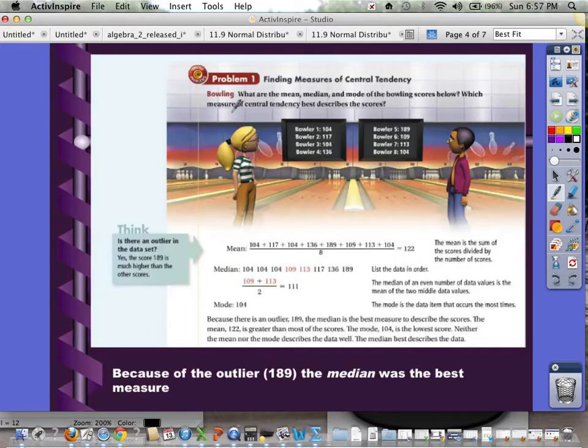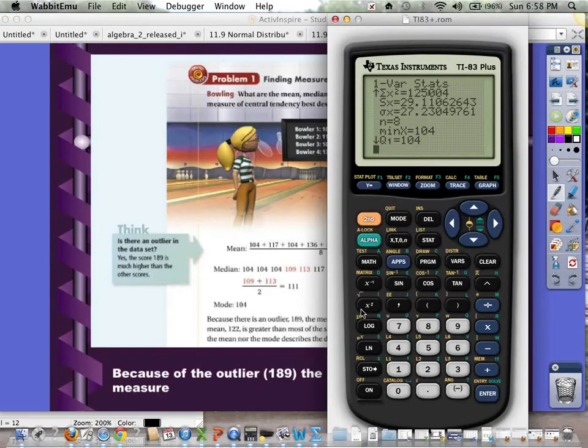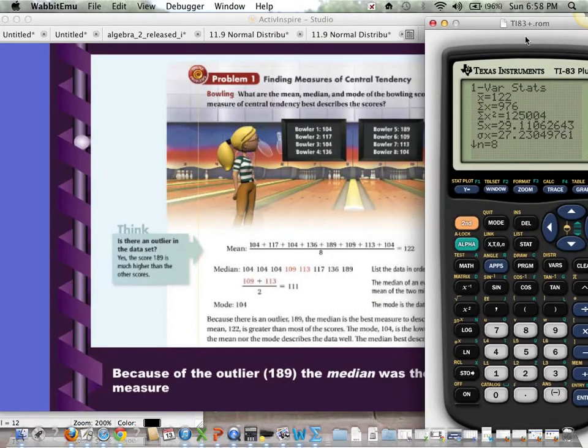All right, so problem number 1 says, what are the mean, median, mode of the bowling scores below? Which measure of central tendency best describes the scores? Well, that happened to be what I had in my calculator. So, you did it ahead of time. So this one, the mean is 122. Okay, and looking at our data right here, we have 104, 117, 104, 136, 189, 109, 113, 104.